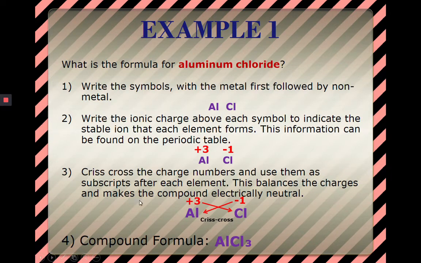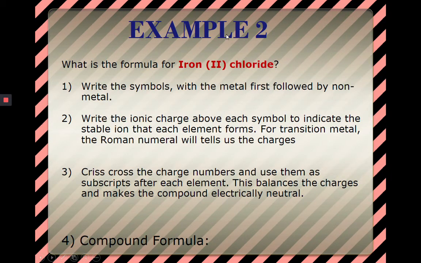Let's see another example here. We have iron 2 chloride. First, we write the symbol for each of these elements, starting with the metal followed by the non-metal. Iron, we know the symbol is Fe, and chloride is Cl. Second, we write the ionic charge for each of these elements.